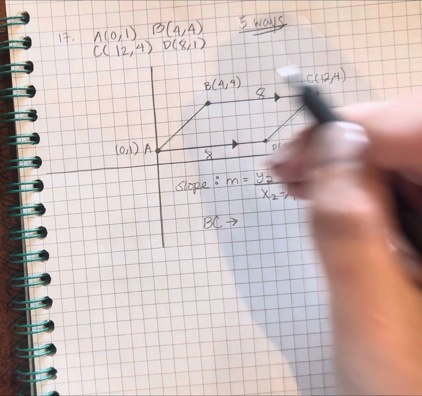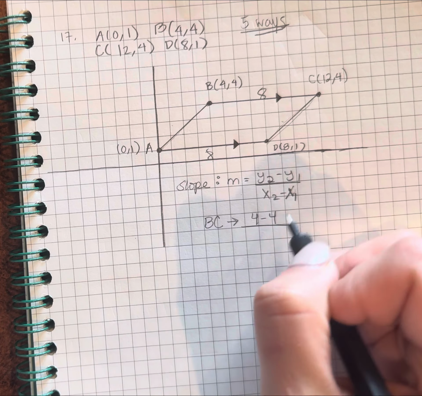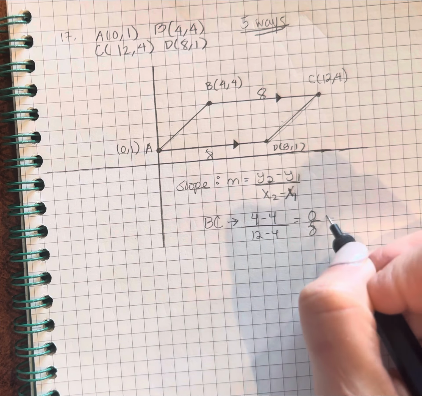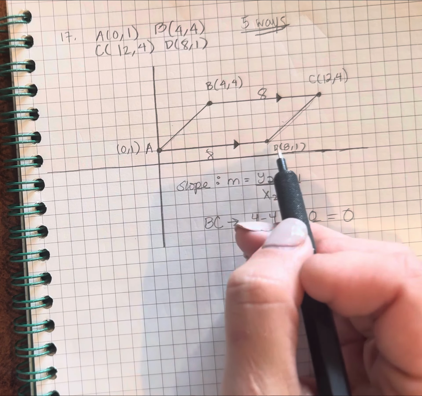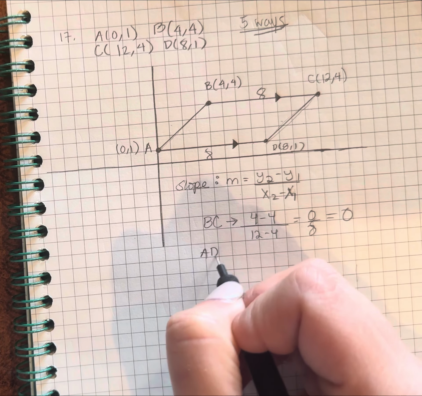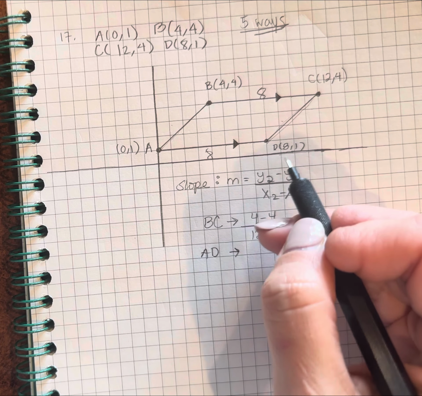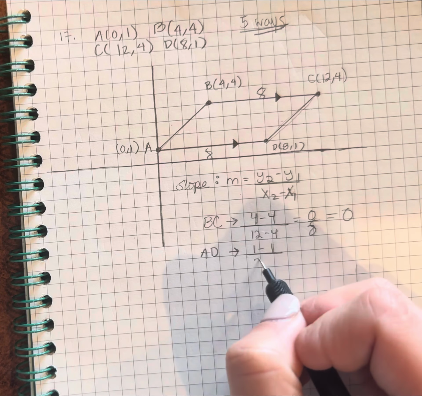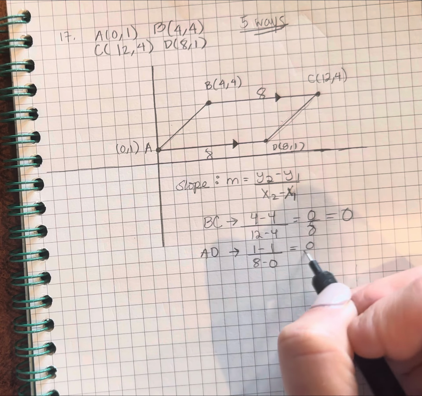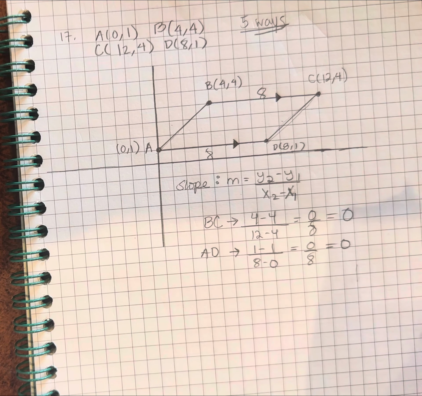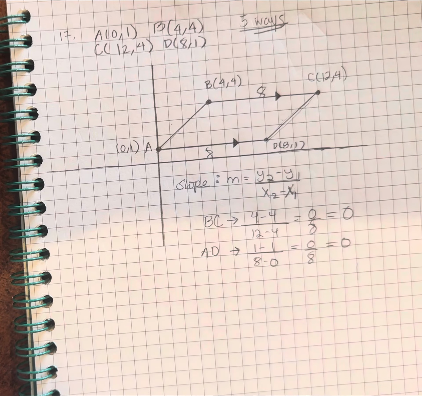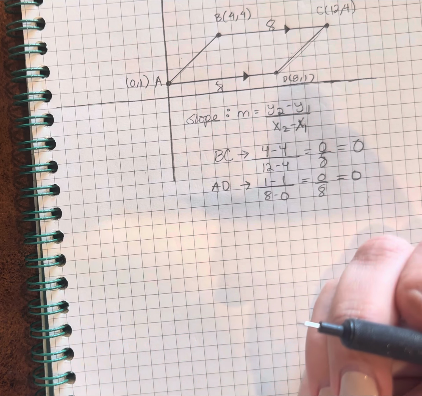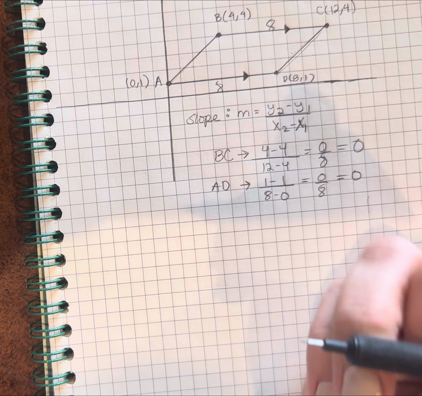It will be 4 minus 4 over 12 minus 4, which is 0 over 8, which is 0. And then between A and D, it will be 1 minus 1 over 8 minus 0, which is 0 over 8, which is 0. So boom, by the opposite sides parallel and congruent theorem, this is a parallelogram.